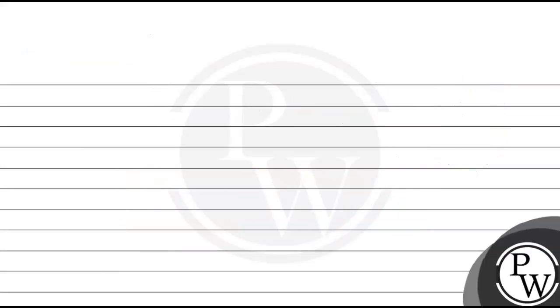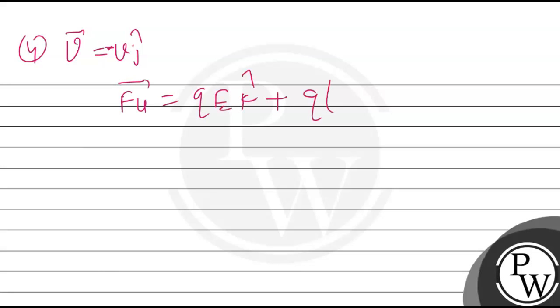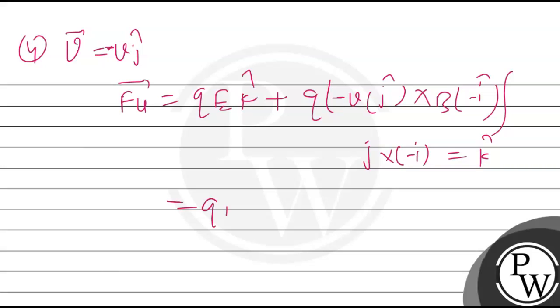For case 4, where the velocity is in the negative j cap direction, minus V j cap, force F4 will be equal to qE k cap plus q times minus V j cap cross B minus i cap. Again, j cross minus i cap will be equal to k cap. From here we can write qE k cap, and this minus will come before, so it can be written as minus qVB k cap direction. This is the value of F4.